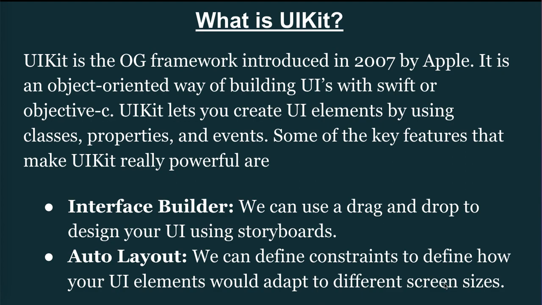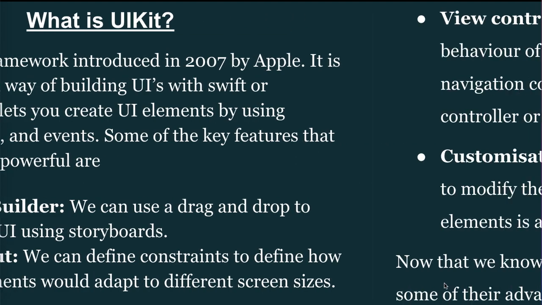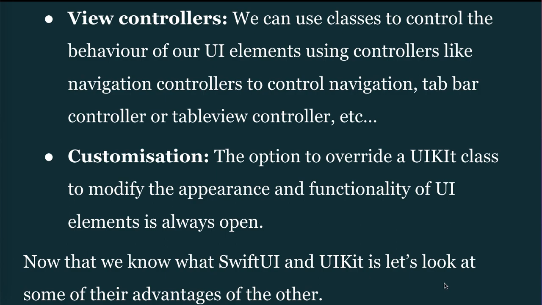Auto layout. We can define constraints to define how your UI elements would adapt to different screen sizes. View controllers. We can use classes to control the behavior of our UI elements using controllers like navigation controllers to control navigation, tab bar controllers or table view controllers, etc. Customization. The option to override a UIKit class to modify the appearance and functionality of UI elements is always open.